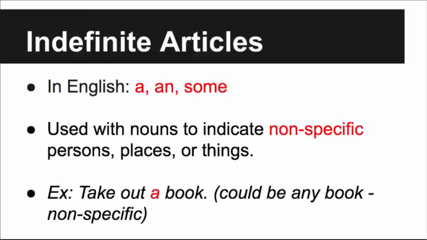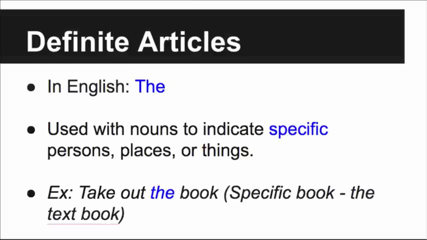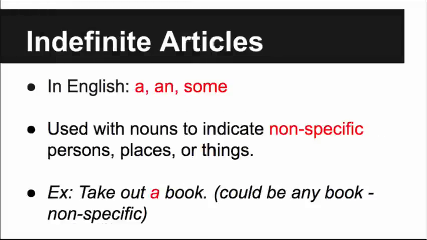All right, so you're halfway there, and now we're learning about indefinite articles. Indefinite articles in English are a, an, or some, okay? Definite was the, indefinite is a, an, or some. We use these with nouns to indicate non-specific persons, places, or things.